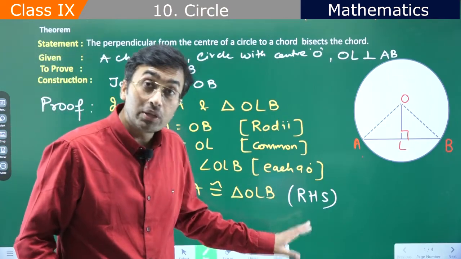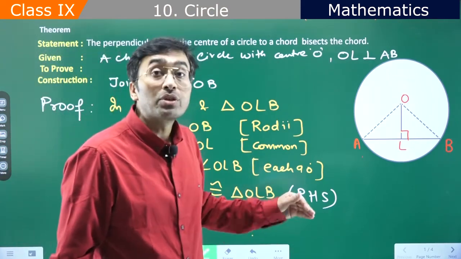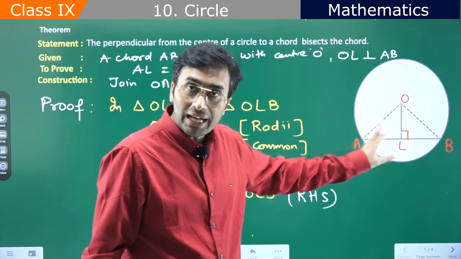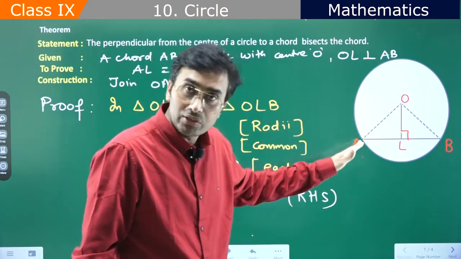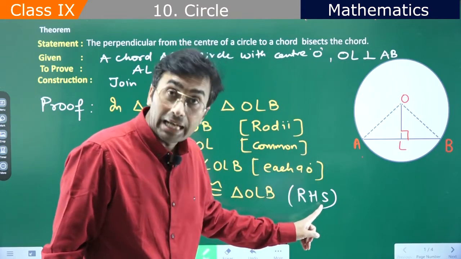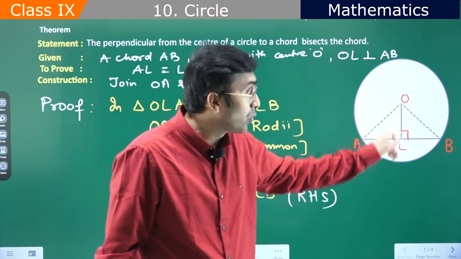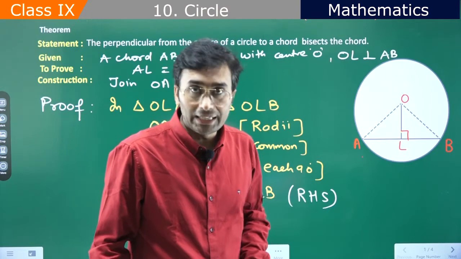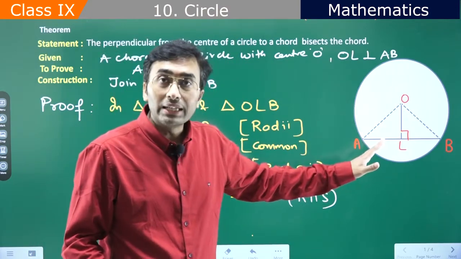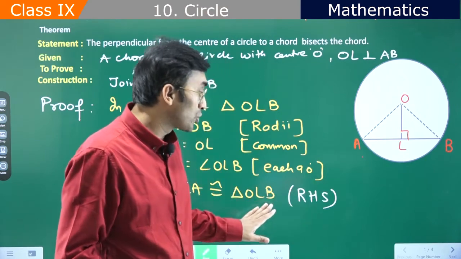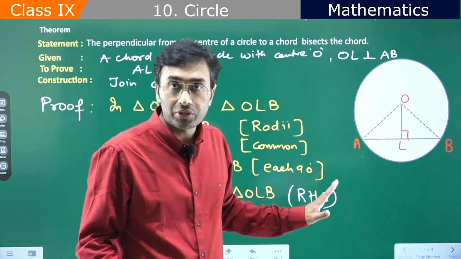Why the RHS rule? R is for right angle: yes, we have a 90 degree angle. H is for the hypotenuse: yes, we have the hypotenuse OA. And then one side, which is OL. OL is the side here. So these two triangles are congruent, and we have shown it by the RHS condition.